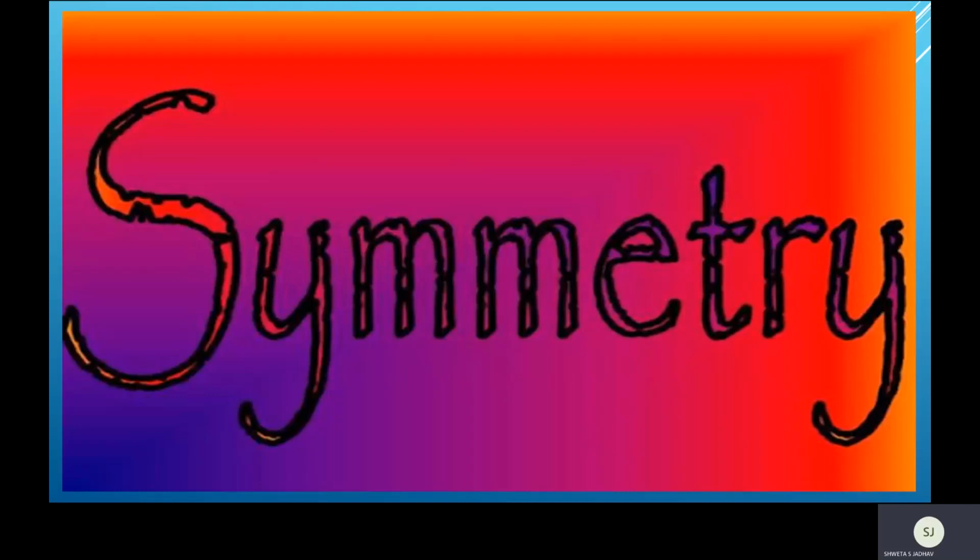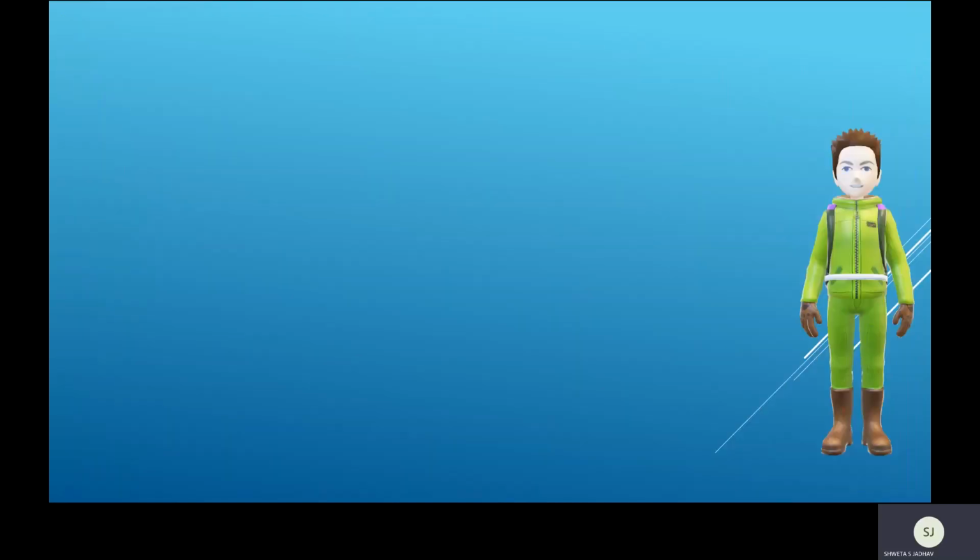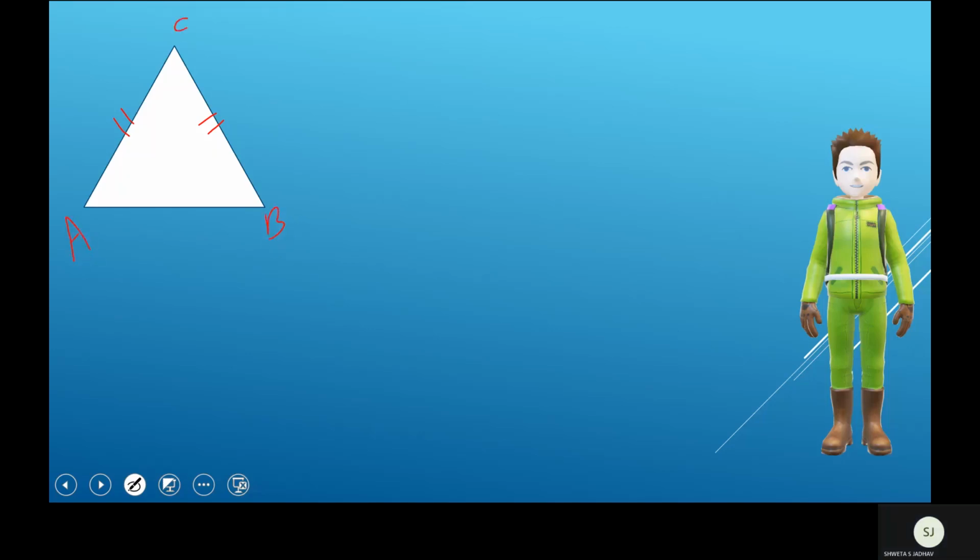Symmetry. To understand what symmetry is, let's take an example of this figure. As you all know, this is an isosceles triangle which will be having two sides equal, right? And let's see, when we divide this figure into exactly two parts, whether the figure is overlapping on each other. So let's give the points as ABC.